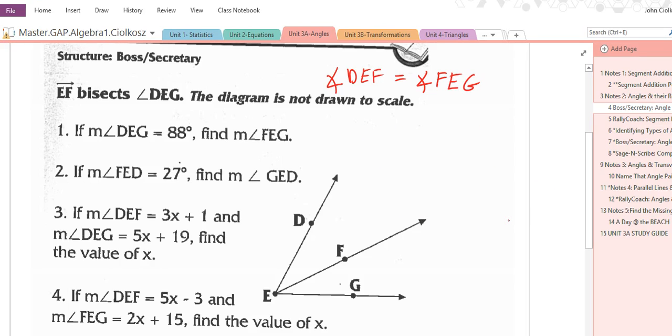Taking a look at number 2. Here we know FED is 27. We're still bisected, so we know these are the same. Find GED. Well, if this is 27, this is 27. So if I add the two, it'll give me the total. So 54 is our answer here for number 2. Take a minute now, get that down, and go ahead and draw your diagram for another problem.